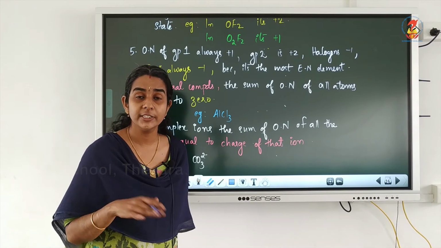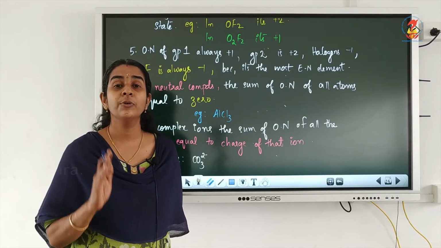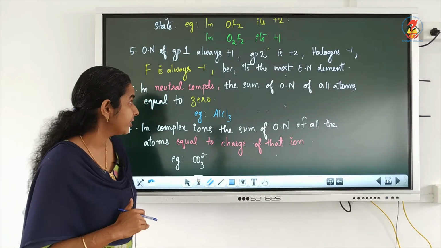Now fluorine will always exhibit -1 oxidation state. There is no positive oxidation state or no other possible oxidation state for fluorine, because it is the most electronegative element in the periodic table.